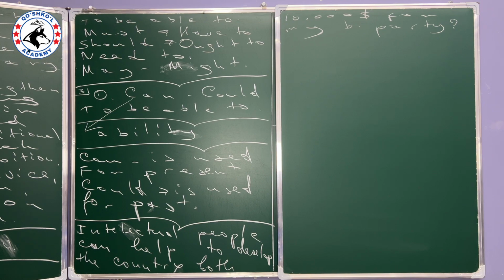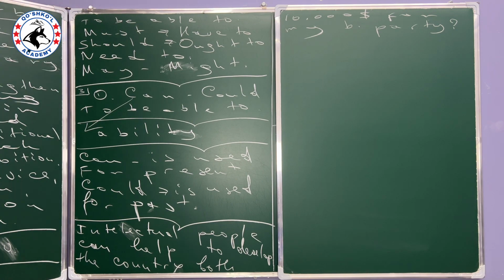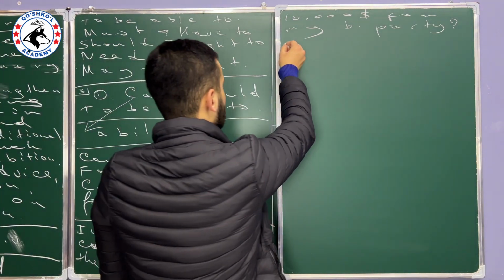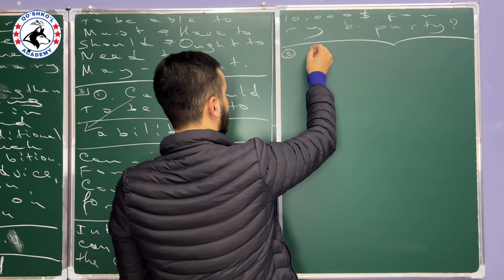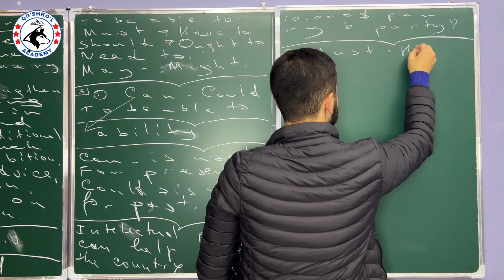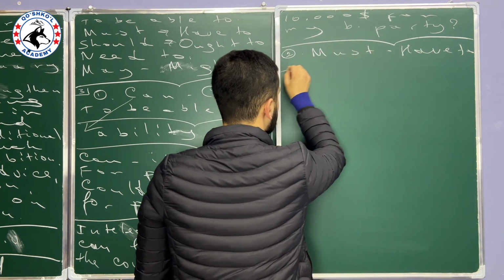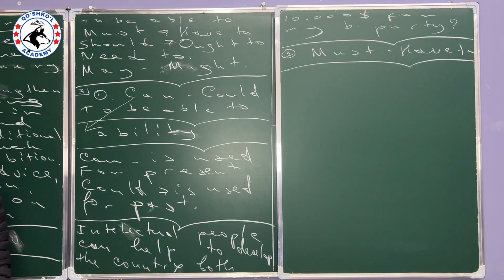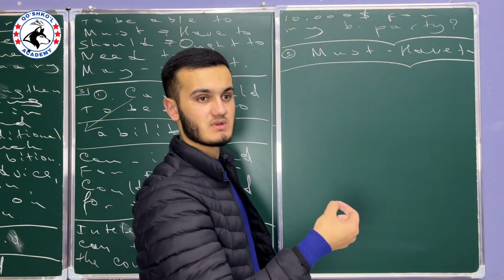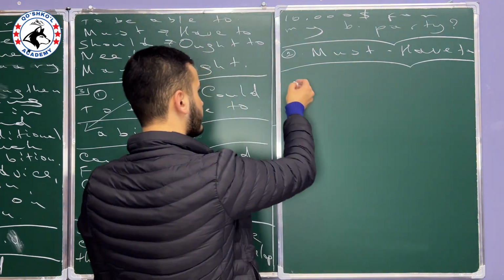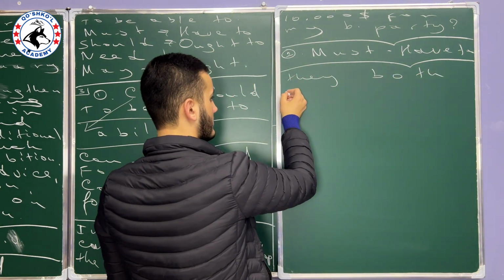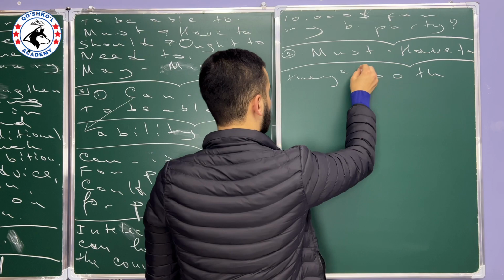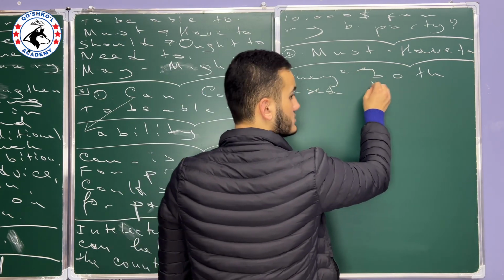Now we have number 2: must and have to. They are both used to describe obligation. Obligation, majburiyat, you know?